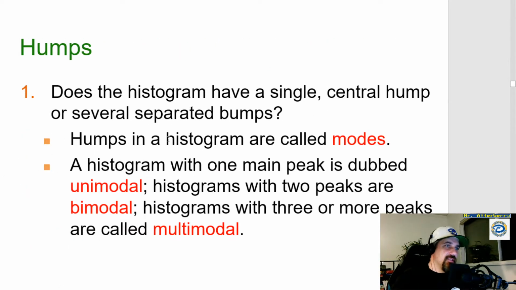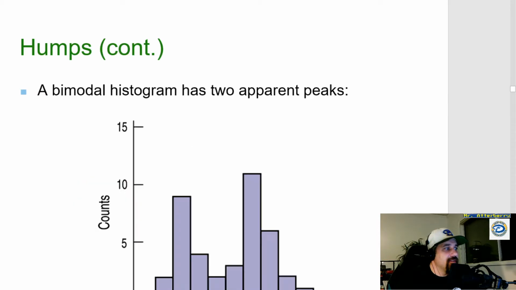The humps. Does this histogram have a single central hump or several separated bumps? Humps in a histogram are called modes. Think about the meaning of mode, right? Mode means what occurs most often. A histogram with one main peak is dubbed unimodal, okay? Like a unicycle. Uni meaning one. Histograms with 2 peaks are called bimodal, and histograms with 3 or more peaks are just called multimodal. So unimodal, bimodal, multimodal, okay? Those are very important to understand. So like this right here off the bat, bimodal. You see a bump, all right?